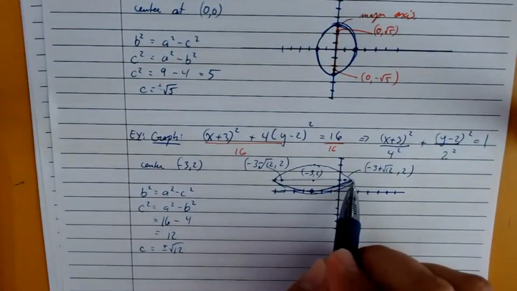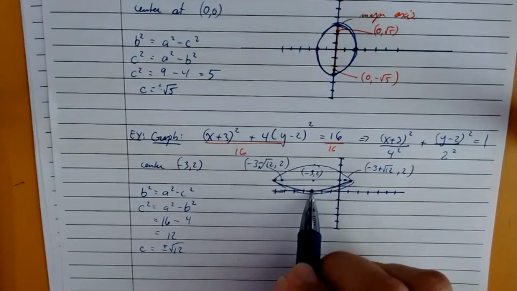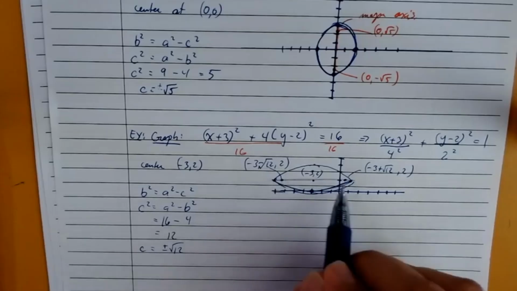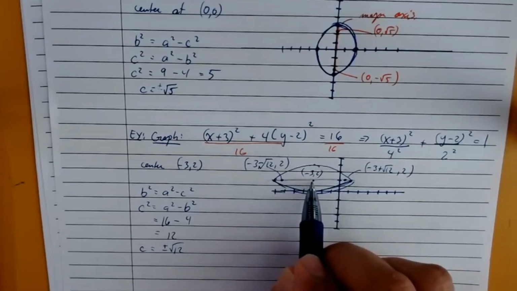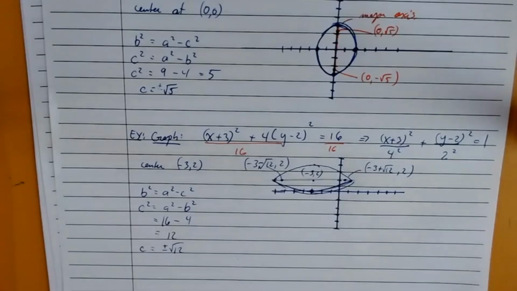We have our 2 vertices. We have the points on either side of our minor axis, and we have our 2 foci on either side of our center. And that's our result.